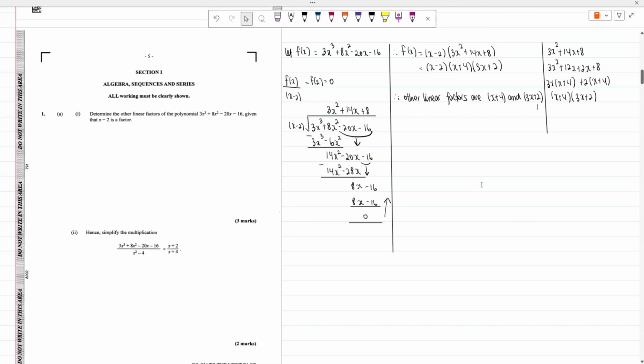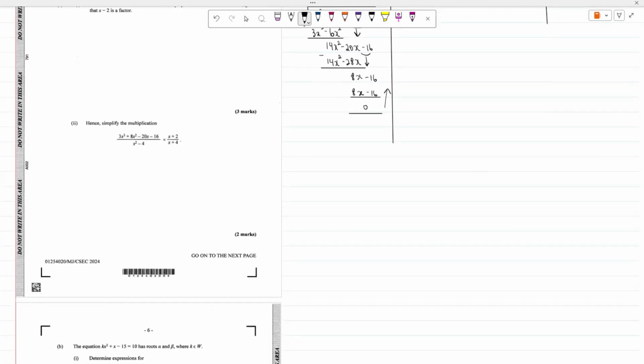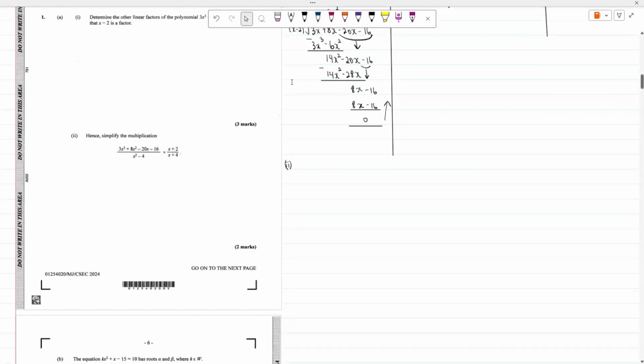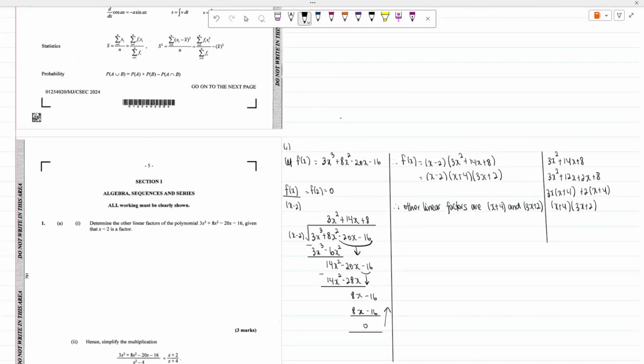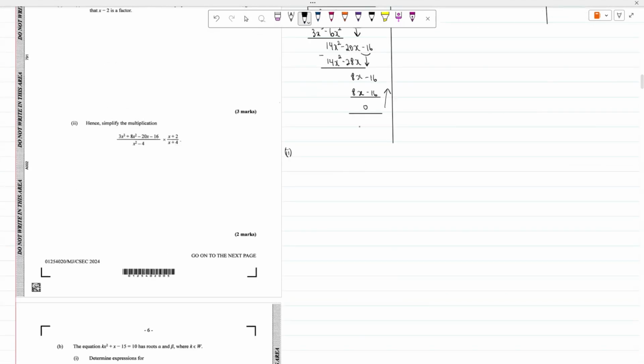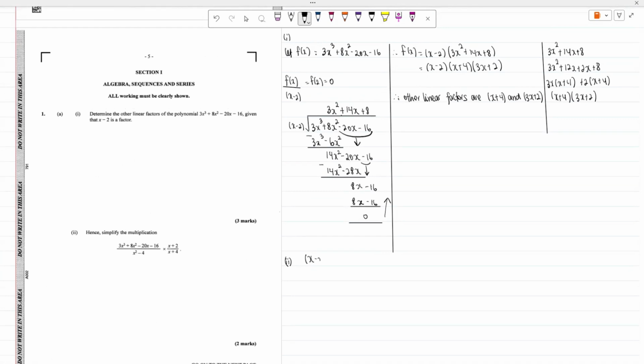Good. Now we have the hence. There's part 1, part 2. Label part 1. Part 2. Hence, simplify the multiplication. Well, that polynomial now becomes x minus 2 into x plus 4 into 3x plus 2, divided by x squared minus 4, multiplied by x plus 2 over x plus 4.